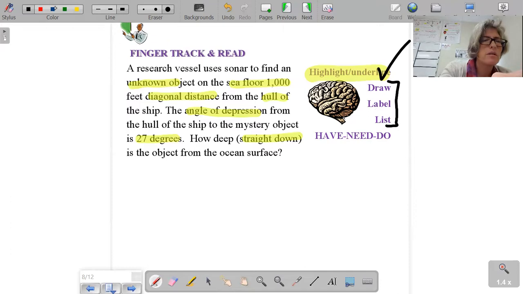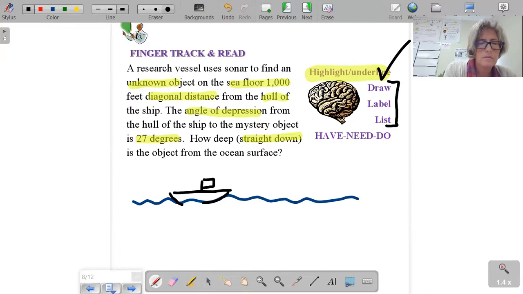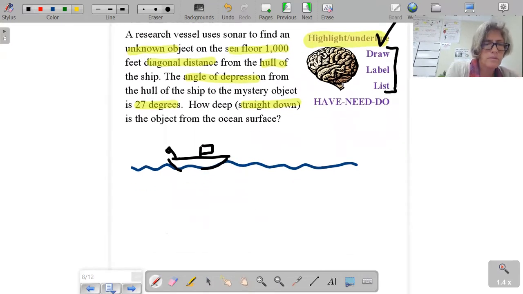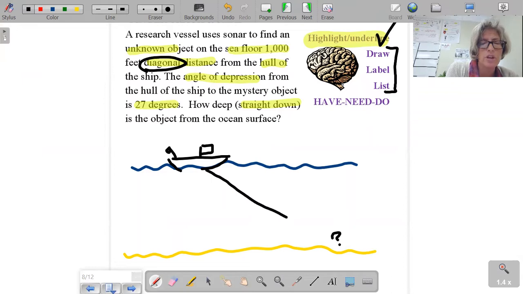Let's see how you did. First off, we have ocean of some sort. We have a research vessel. And we have the ocean floor. We have a mystery object that is 1,000 feet diagonal. Keyword there, check your work. So this, my friends, is the 1,000 feet. Cross stuff out as you deal with it.